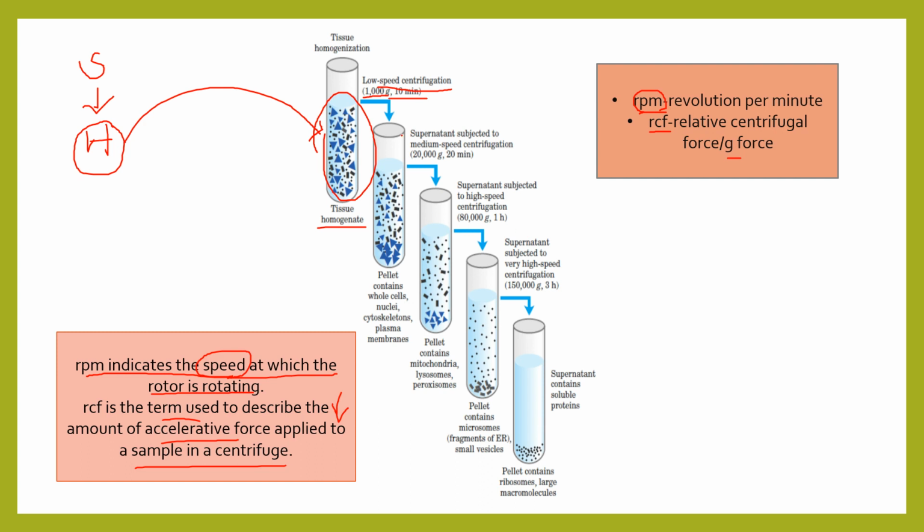So here we go from low speed to high speed. First of all, we have applied 1000 g, that is 1000 g force, that is RCF. Then we have collected the supernatant and subjected it to the medium speed. You know about the supernatant and the pellet.